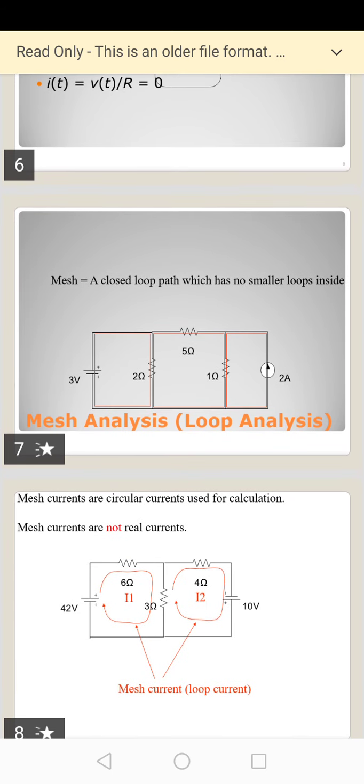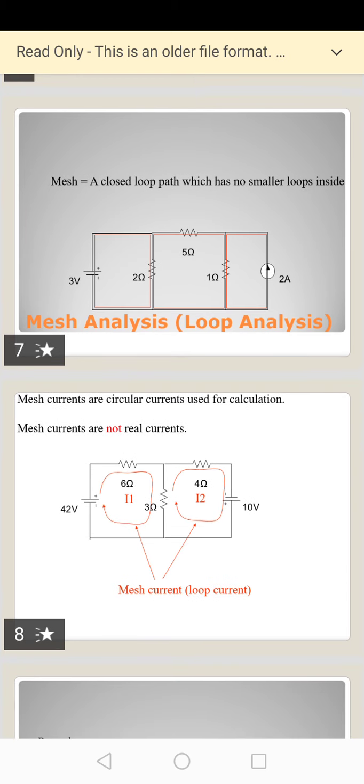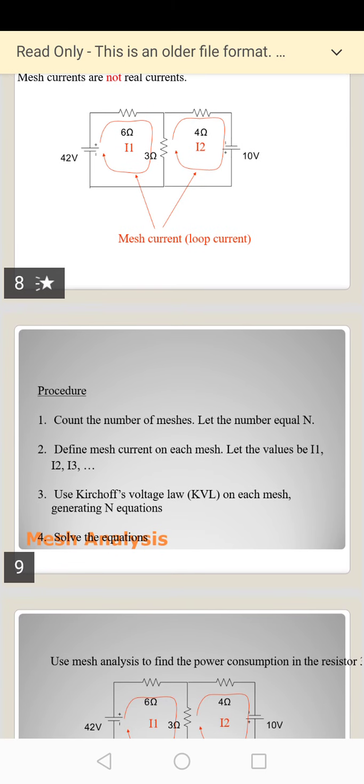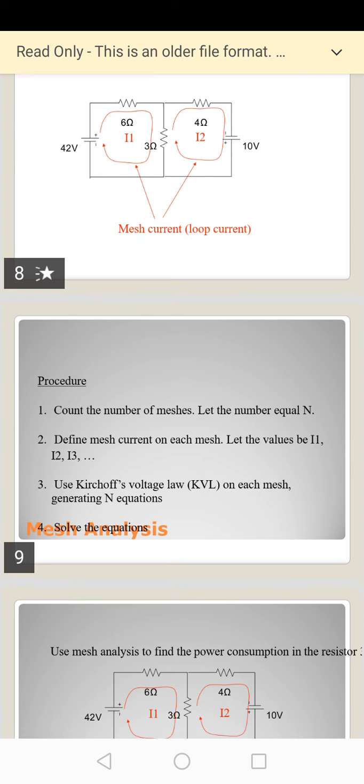A mesh is a closed loop path which has no other loops inside. This is mesh current analysis. The procedure: count the number of meshes, n. Define a mesh current on each mesh, with values I1, I2, I3 to be found. Use Kirchhoff's voltage law, KVL, on each mesh, generating n equations.